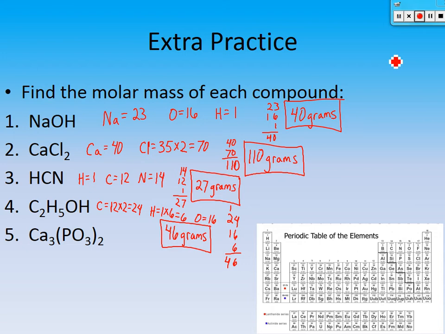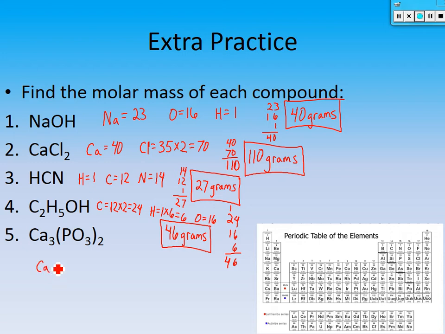Okay, so hopefully when you solved it, you got these answers. Number 1, the sodium hydroxide, the molar mass was 40 grams. Number 2, you should have calculated that the molar mass was 110 grams. For number 3, it's 27 grams, and number 4 was 46 grams when you total them all up. I saved number 5 to do together. It's a little more complicated, so let's look at it.